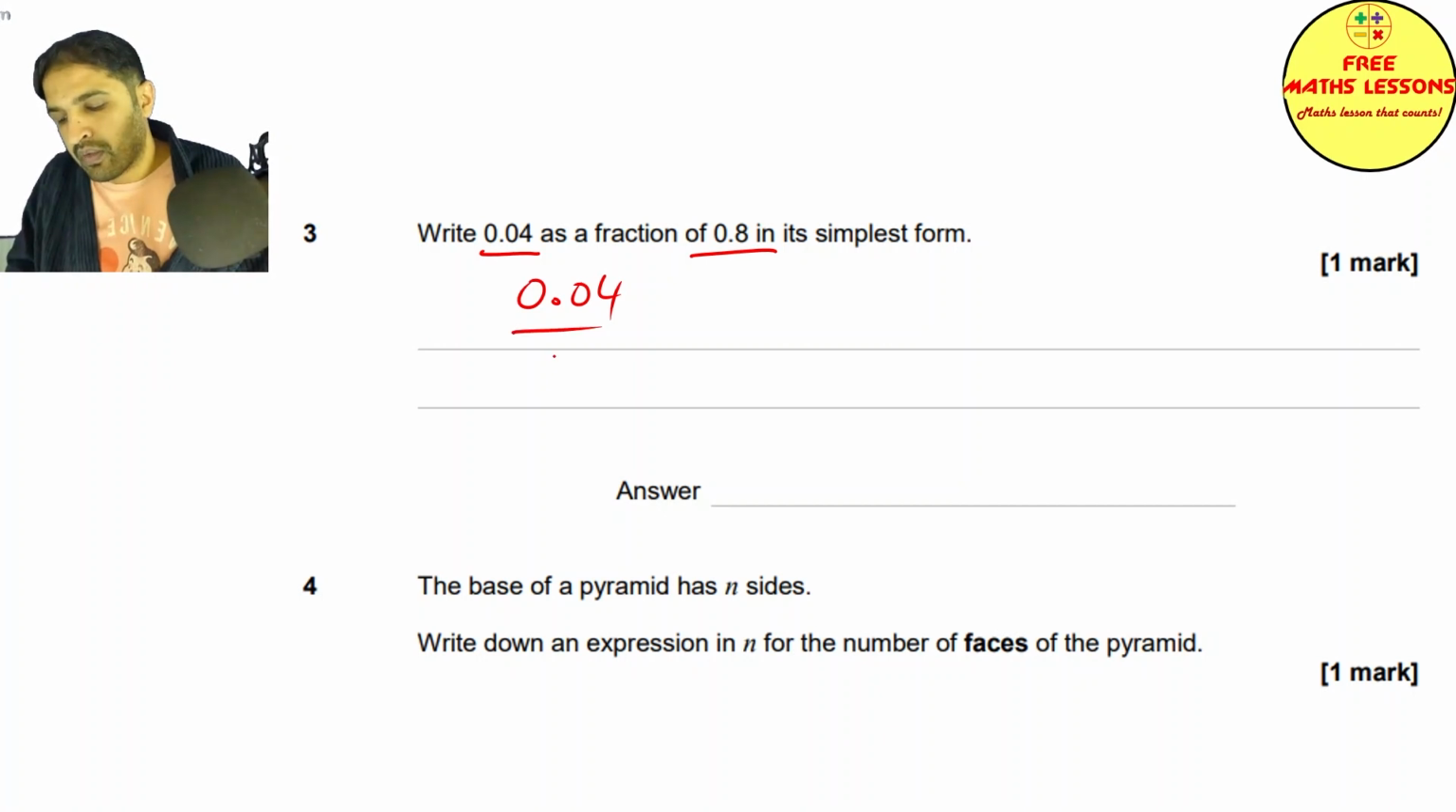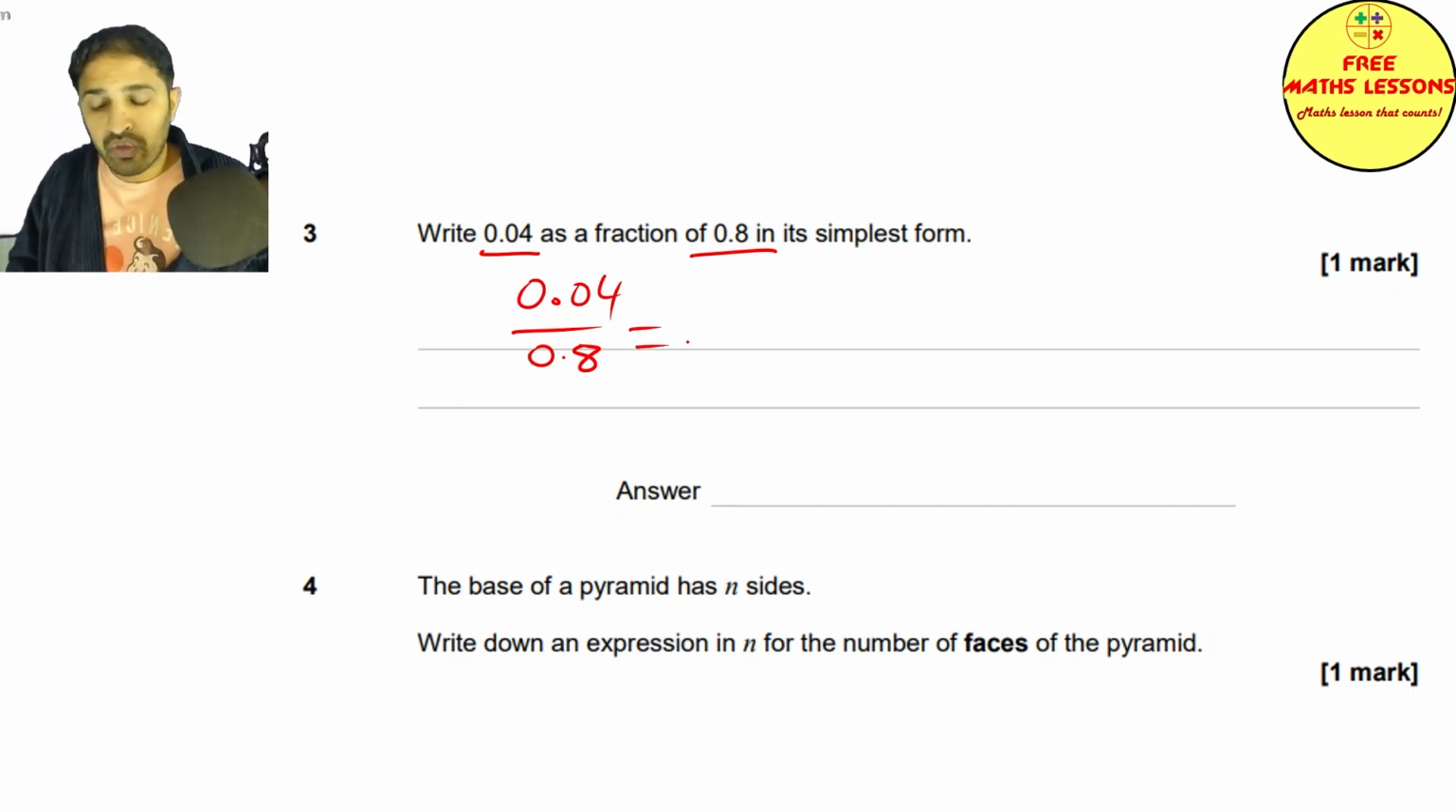0.04 over 0.8. And we need to simplify. Obviously, this is already in decimal places, so we can't simplify it. So what we're going to do is multiply the top by 100 to make it into 4. Once you have a whole number, you'll find it easier to simplify. And if you multiply the numerator by 100, I need to multiply the denominator by 100 as well. Okay, so 0.8 times 100, that gives you 80. And that's easy to simplify.